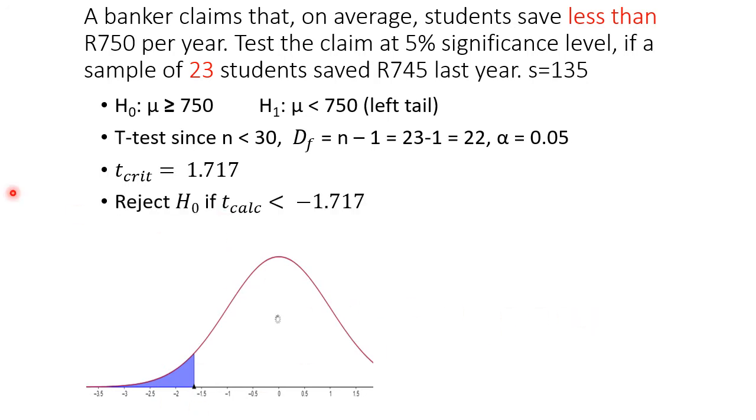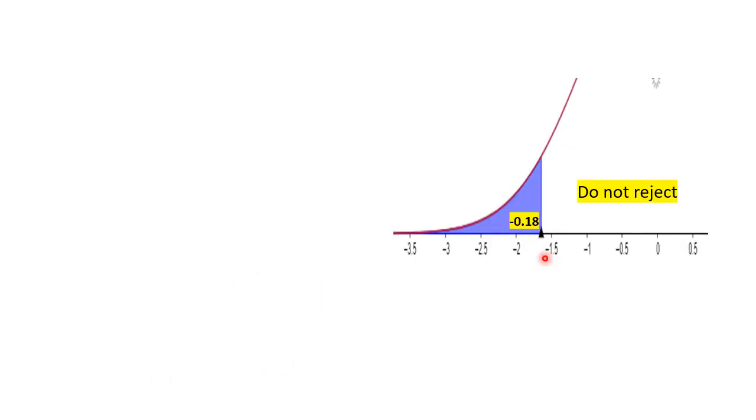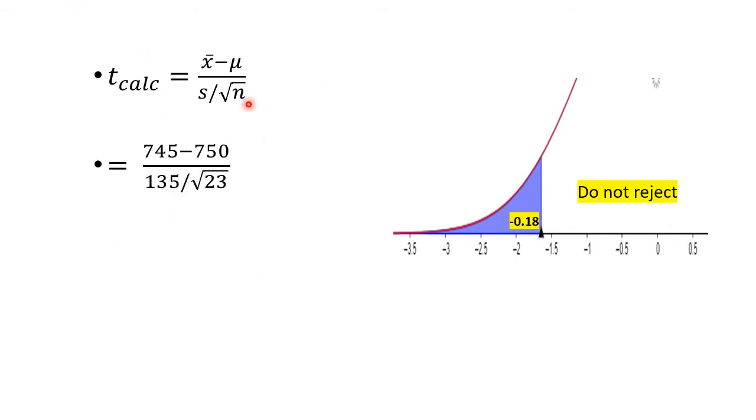Now, we have to make a decision. We will reject H0 if we get a value that is less than minus 1.717, anything on the left side. We do our test statistic calculation, that is the formula. We do the substitution, and our final answer is minus 0.18.